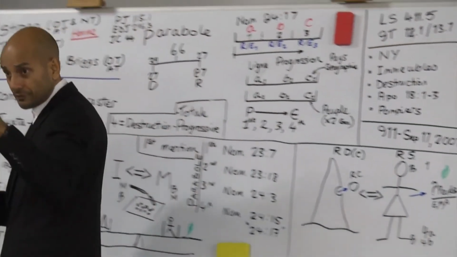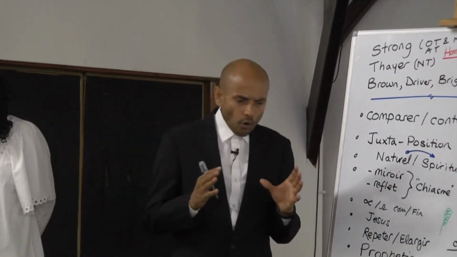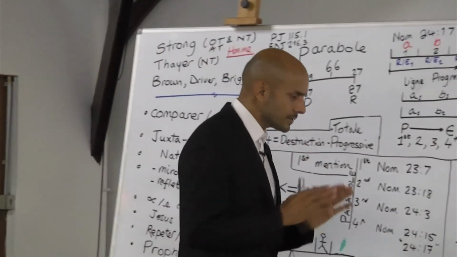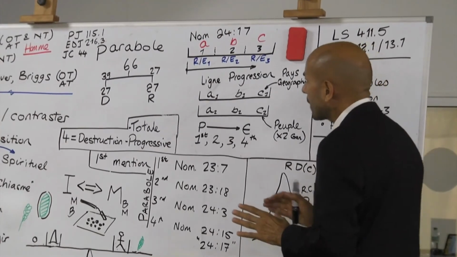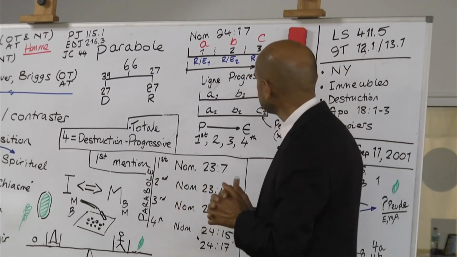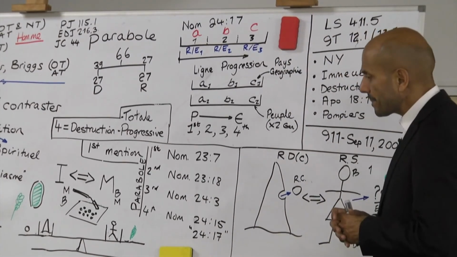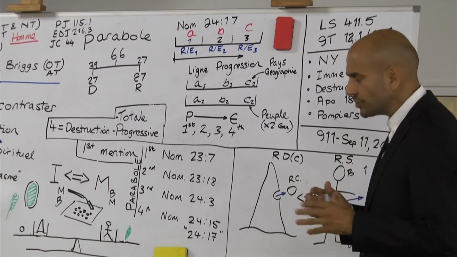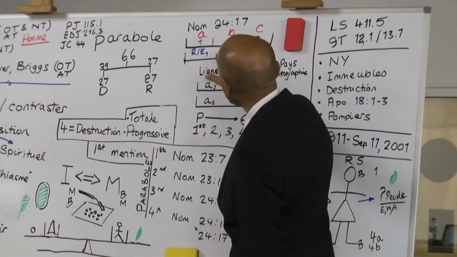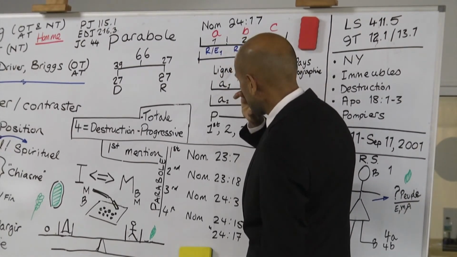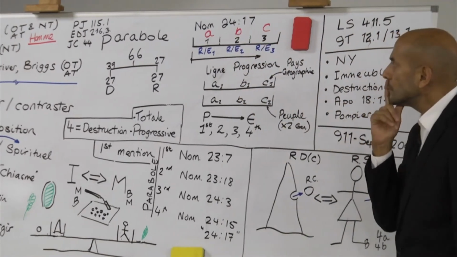So let me summarize. I've seen your hand. When we use the rule of first mention, we need to make sure we stay in the same language. When we look at 24:17, it's a really nice verse that teaches us how repeat and enlarge works, because it works 3 times in one verse.